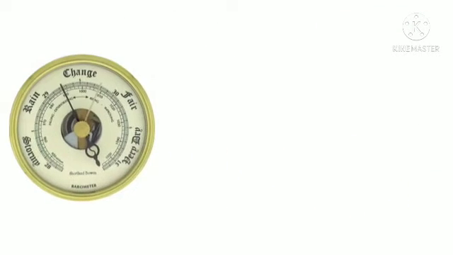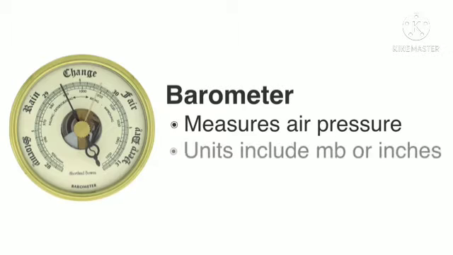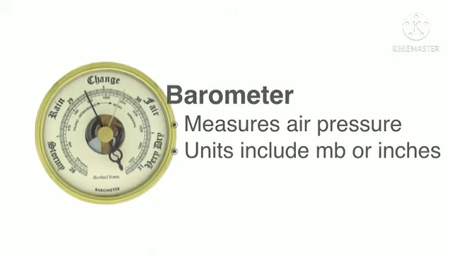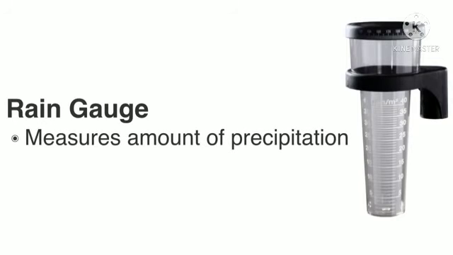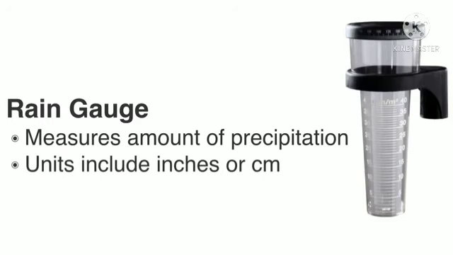Our next instrument will be a barometer. Now, a barometer is going to measure our air pressure, and its units include millibars or inches. Essentially, the barometer measures how much the air is pushing down on the surface of the Earth. This is important because the air pressure has a big impact on whether the conditions will be wet or dry. Our next instrument is a rain gauge. This is simply a cup that measures the amount of precipitation that falls, and our units will be either inches or centimeters of precipitation.